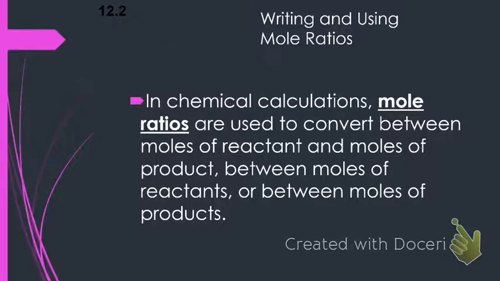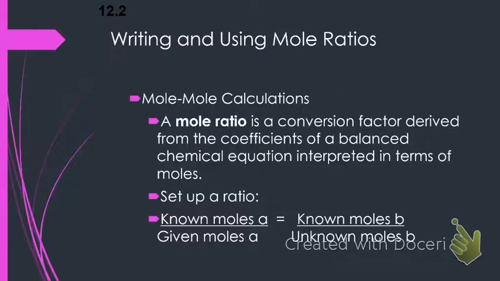Okay, to calculate this proper proportion, we use what we call a mole ratio. Mole ratios give us that correct proportion between reactants and products, or between moles of reactants or moles of products. We simply use this mole ratio as a conversion factor.